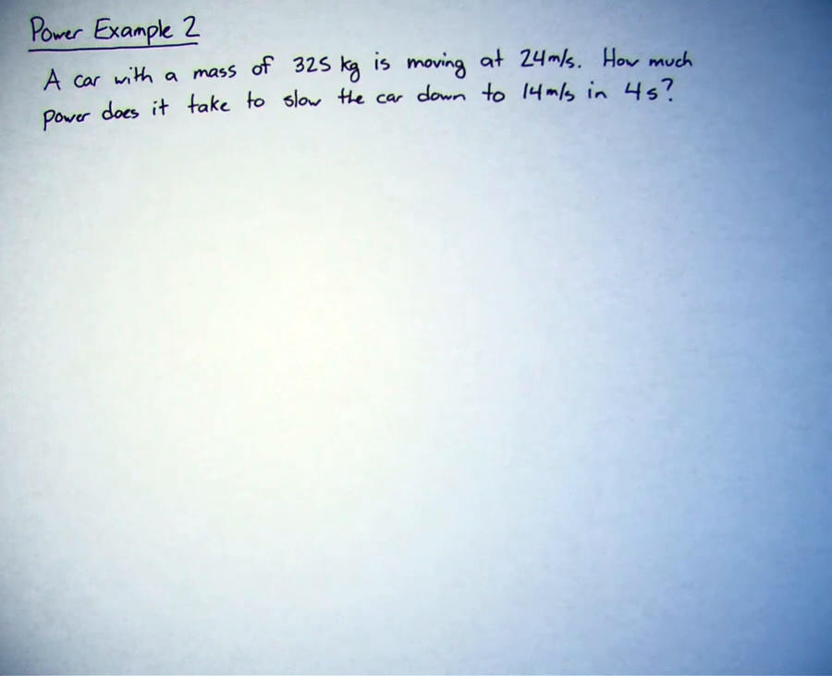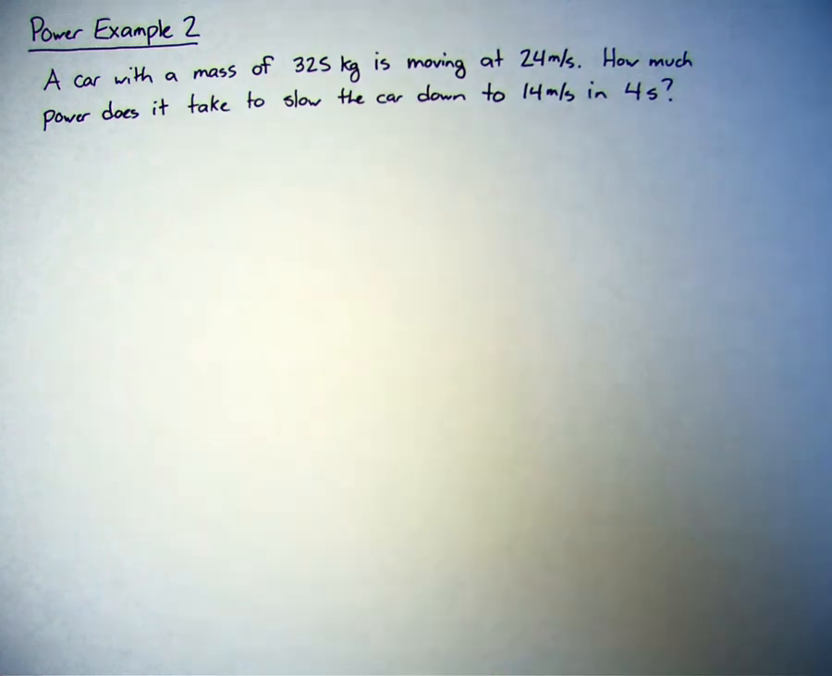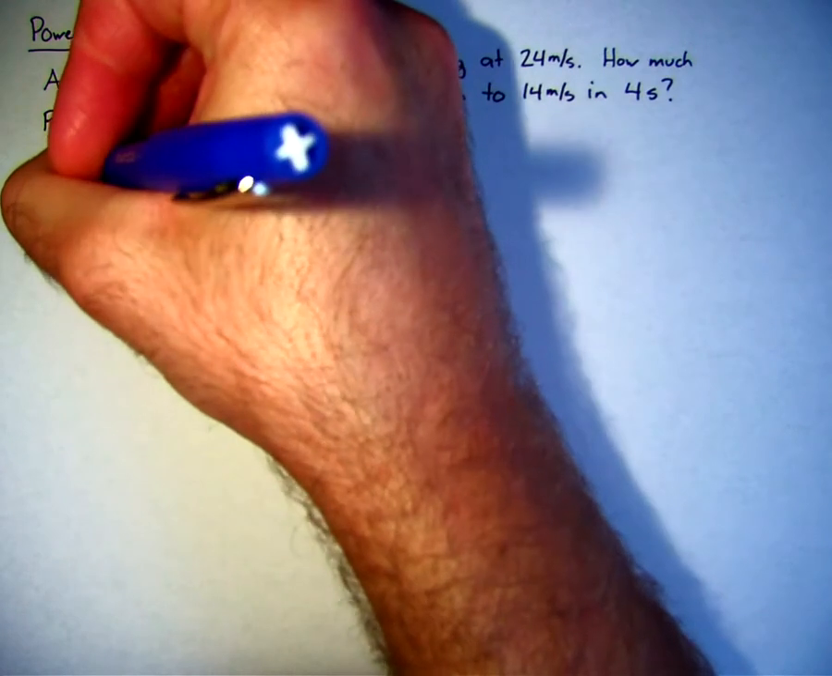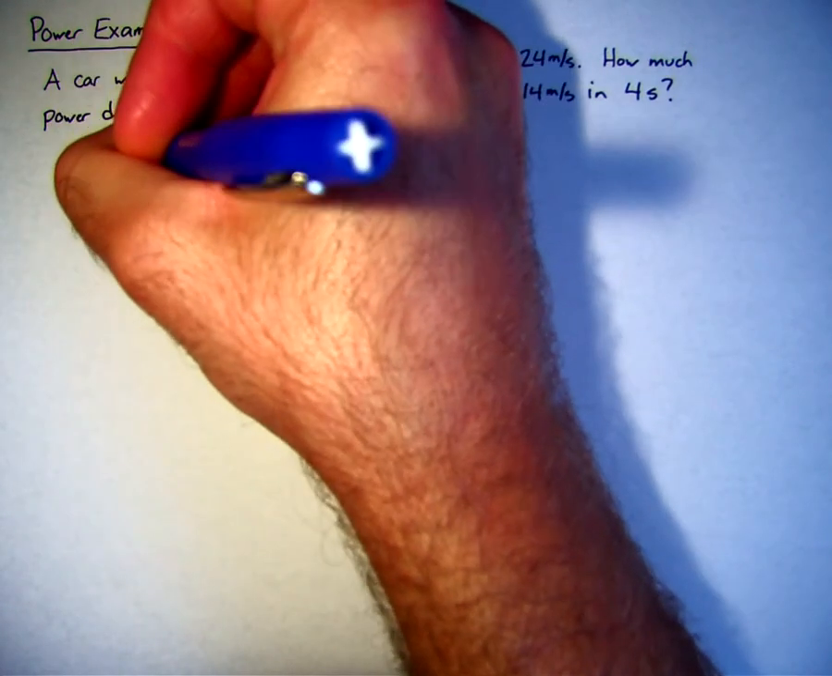This power example is a little different from the first one that I gave you because I give you slightly different information. So we have this car that's moving, it's going to slow down, and the question is how much power is required to slow the car down in a certain amount of time. So we know that power is our work divided by our time.